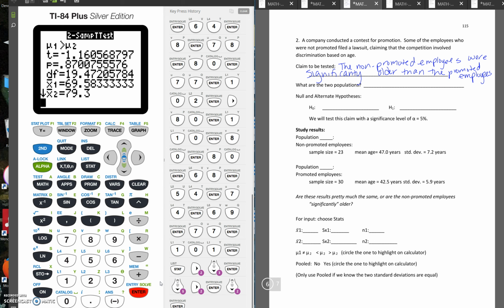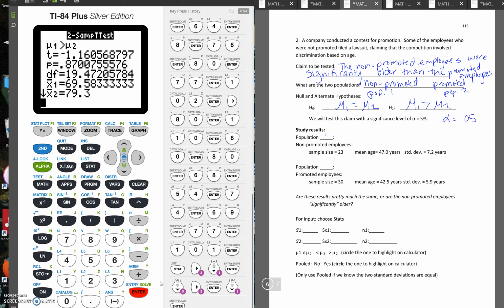So the two populations will be the non-promoted, which is going to be population 1, and the promoted, which will be population 2. Here we're talking about the average age. That's our mean. So our null hypothesis will be that mu1 equals mu2, and our claim is that the non-promoted, population 1, are older, so mu1 is greater than mu2. We're going to let alpha be 5%, or 0.05.